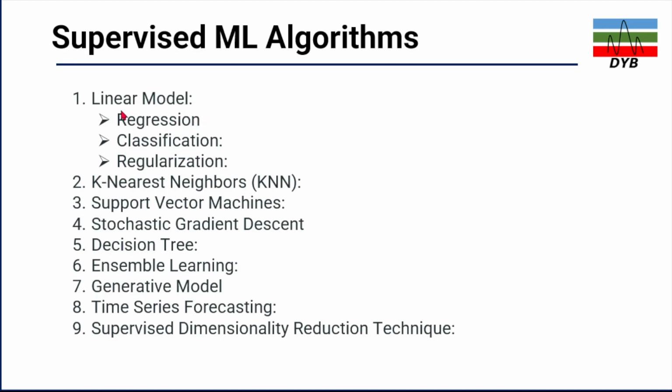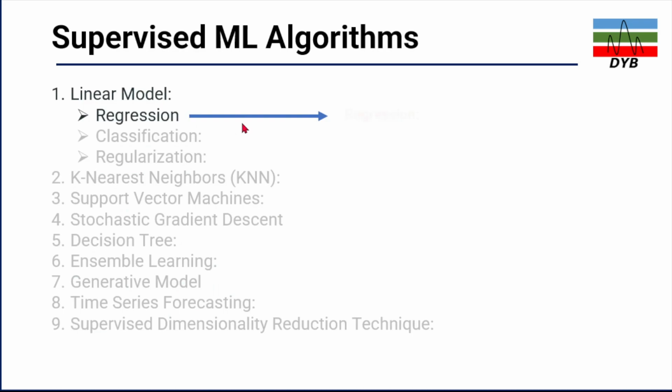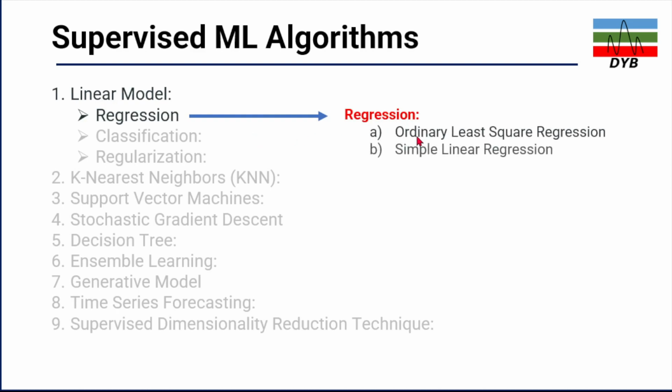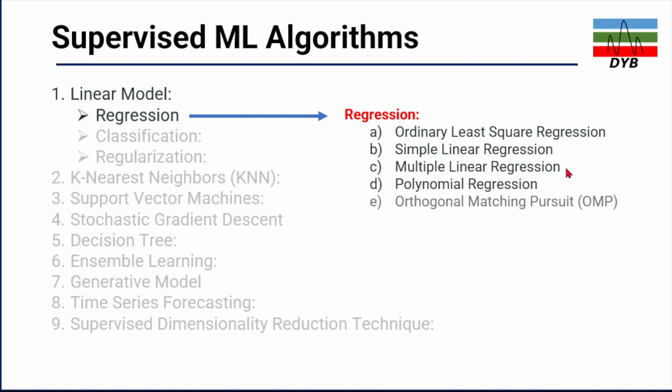In the linear model, we are focusing on regression in this part of the lecture. If you look at regression, there are different types of regression models, almost 10 types of regression machine learning algorithms. Number one is ordinary least squares regression. The second is simple linear regression. Then we have multiple linear regression, and also polynomial regression, let's say if you have multidimensional data.